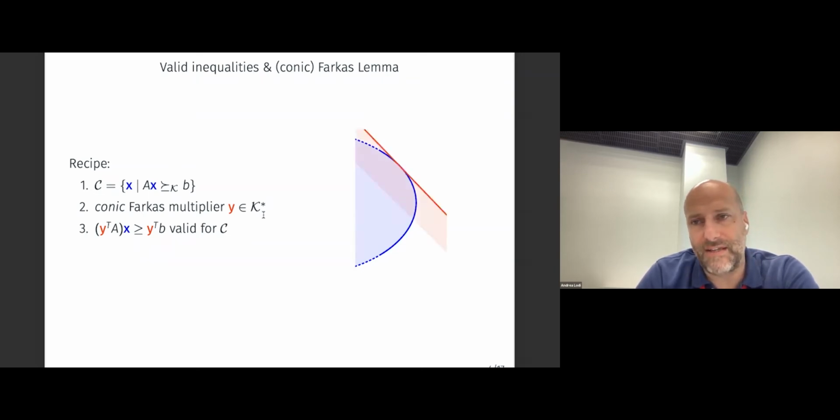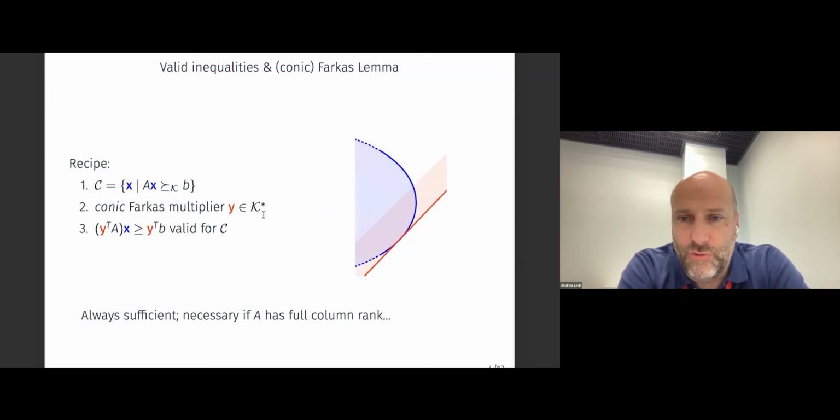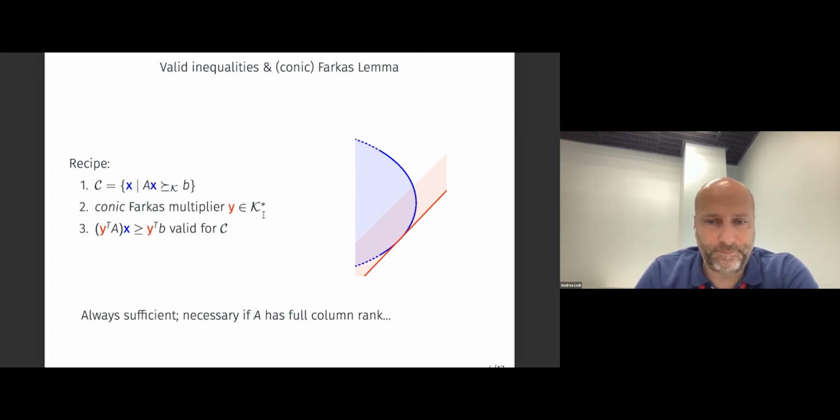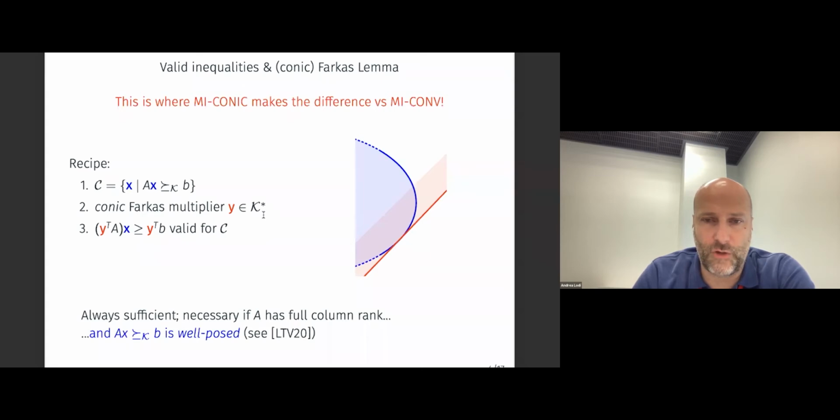And what we are getting are all the possible inequalities for this set, and these are the inequalities that I'm interested in. Of course, I then needed to use some sort of disjunction in order to cut off a fractional solution, or a mixed integer solution that I don't like. And this Farkas lemma is always sufficient to give me the inequalities I want. It's necessary if capital A has full column rank.